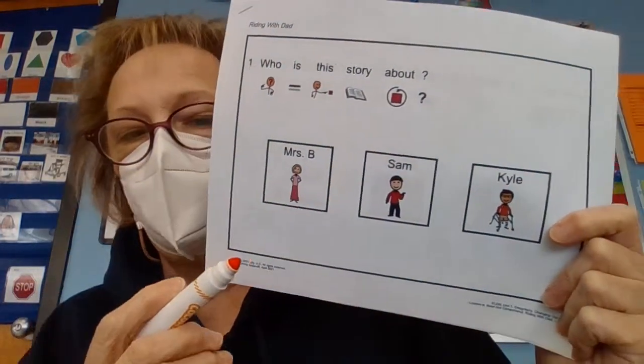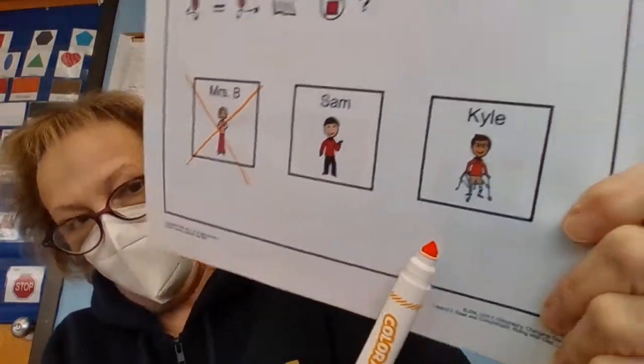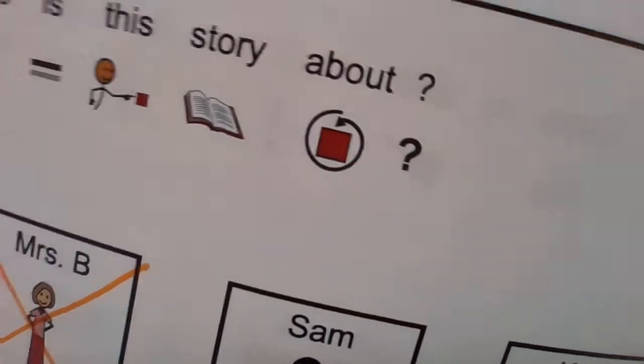Who is this story about? Mrs. B, Sam, or Kyle? Well, first off, let's just cross one out. So I crossed the first one I could think of. Sam or Kyle? Who is this story about? Do you remember? Hard to do with one hand. There.